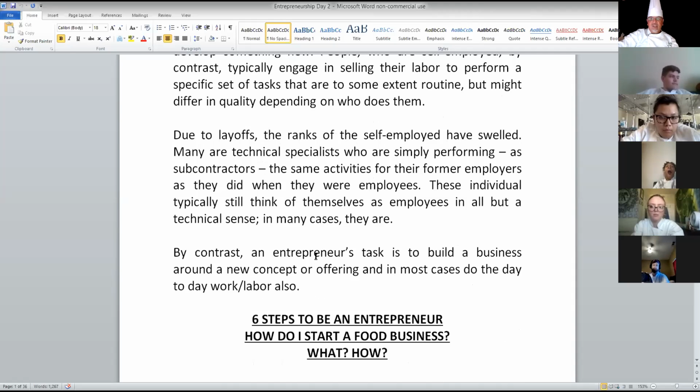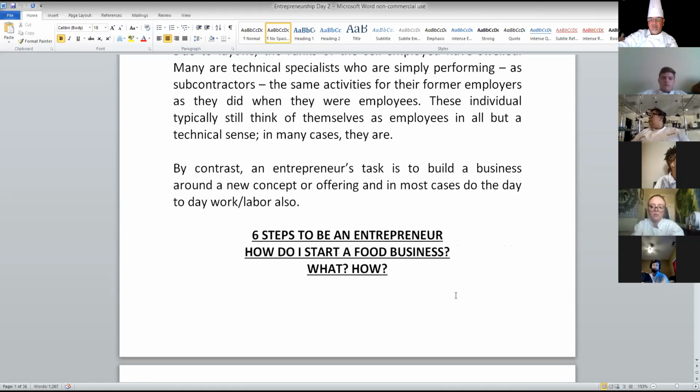Due to layoffs, the ranks of the self-employed have swelled. Yes, even now, COVID-19 hit us hard, right? Guess what's going to happen out of this COVID-19? A lot of entrepreneurs, right? What's happening in social media? Oh, look at the food that I make. Look at how I work out. Look at what I do, right? You're advertising yourself. You're being an entrepreneur. By contrast, entrepreneur status is to build a business around the new concept or offering, and in most cases, they do day-to-day work and labor also.